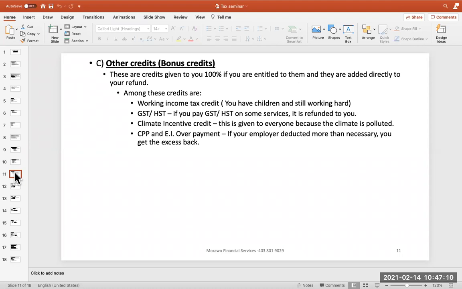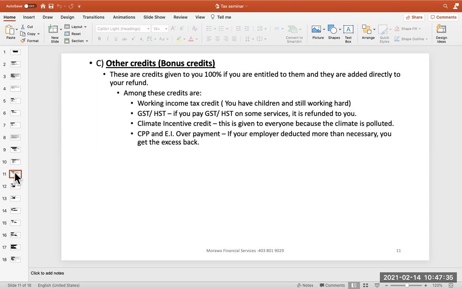And they give you some amount as a relief for doing that. Then GST or HST. So if you pay HST, GST on some services, the government says, okay, you are not making so much money. You are paying GST, HST, okay, we refund some part to you. So the amount is given to you 100%.